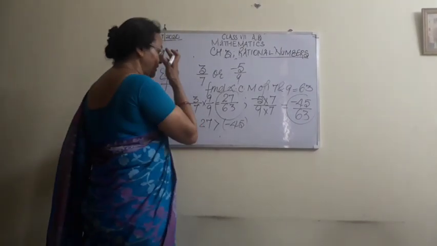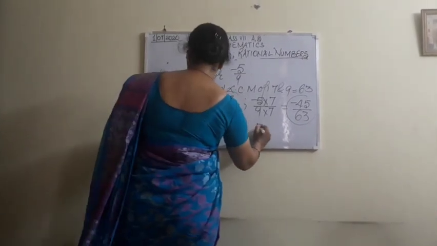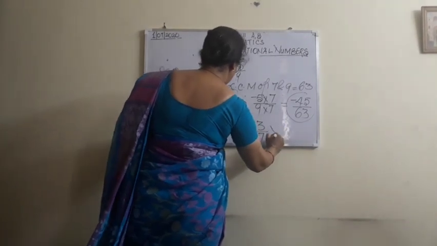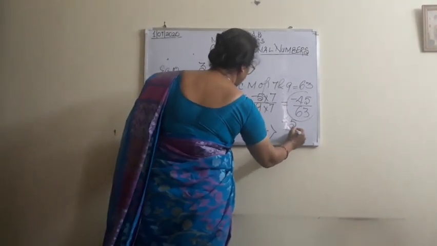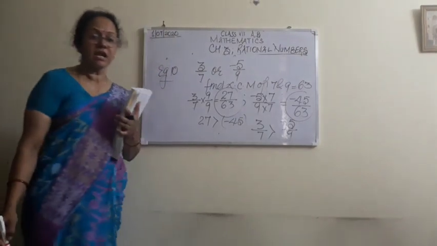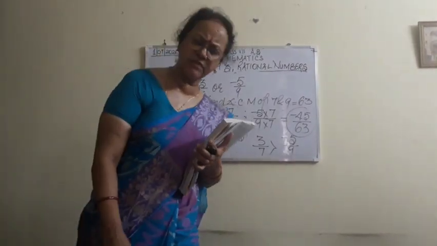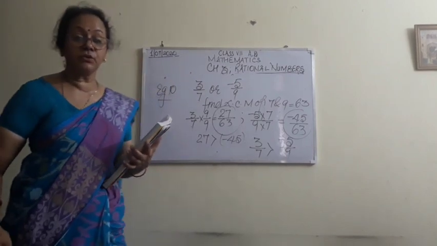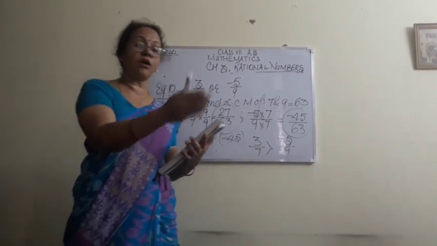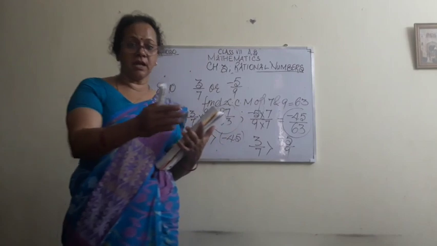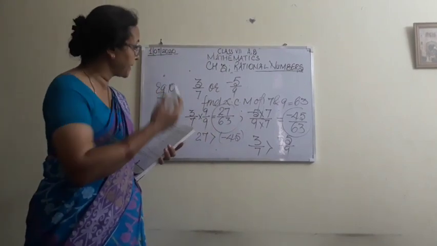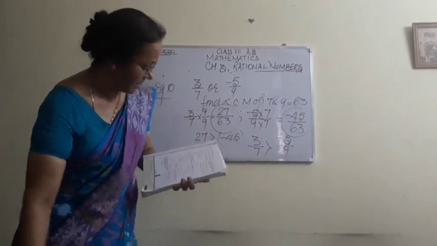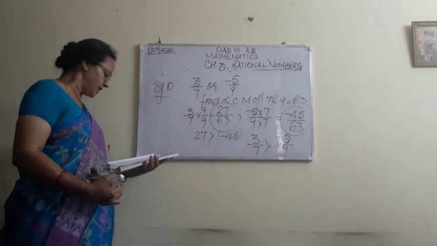So which one is greater? Yes, 3 by 7 is greater than minus 5 by 9. I hope this concept is clear. We did this concept in class 5 and class 6 also, but you did it under the topic of fractions. Now we are doing it under the topic of rational numbers. Clear, students?